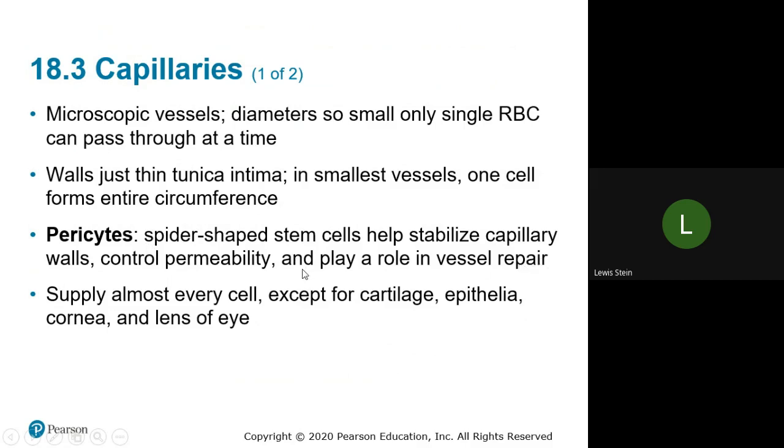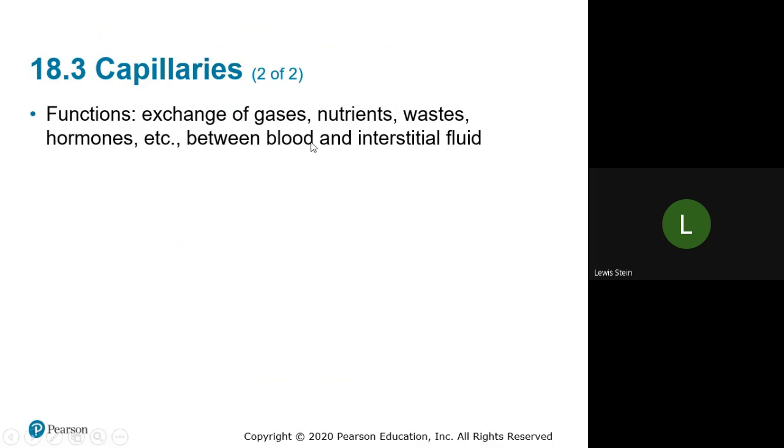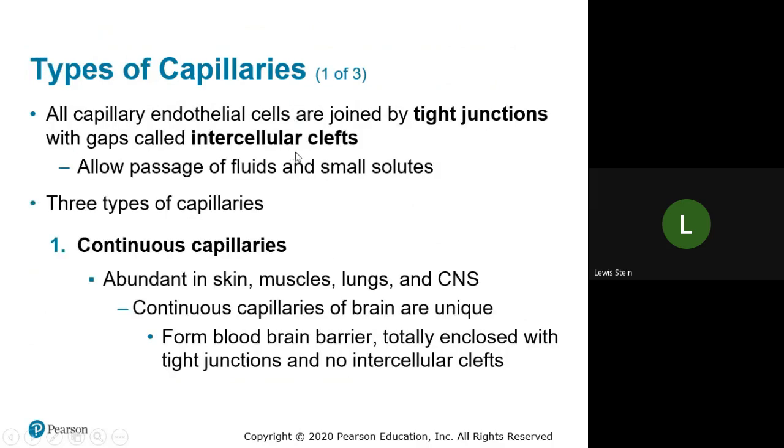These capillaries are stabilized by other cells, and they're everywhere except cartilage. There's no direct blood flow to cartilage, you might remember from AP1. Epithelia get it indirectly through diffusion, as do the cornea and the lens of the eye. Any of their nutritional needs or waste product removal is serviced indirectly by diffusion. So gases, nutrients, and waste are what go in and out of capillaries. And they're held together, and this is where we see a combination of gaps that allow liquids to pass through them. Nearly all capillary beds, skin, muscle, lungs, even in the central nervous system, with the brain being unique because of the blood-brain barrier, are called continuous capillaries.